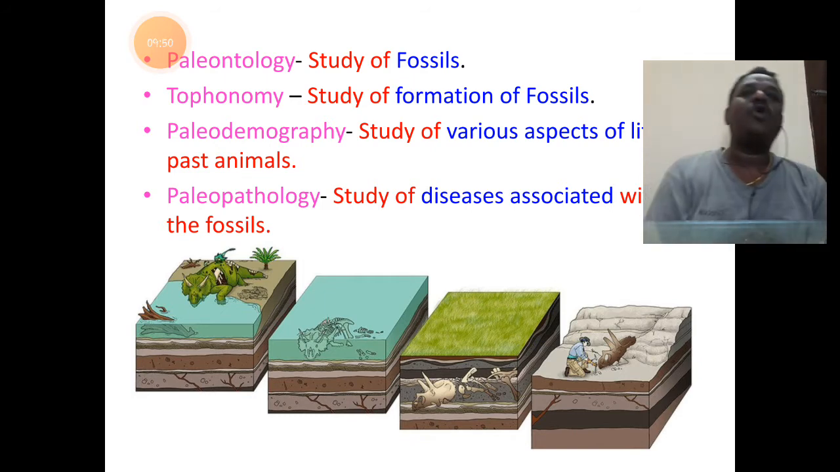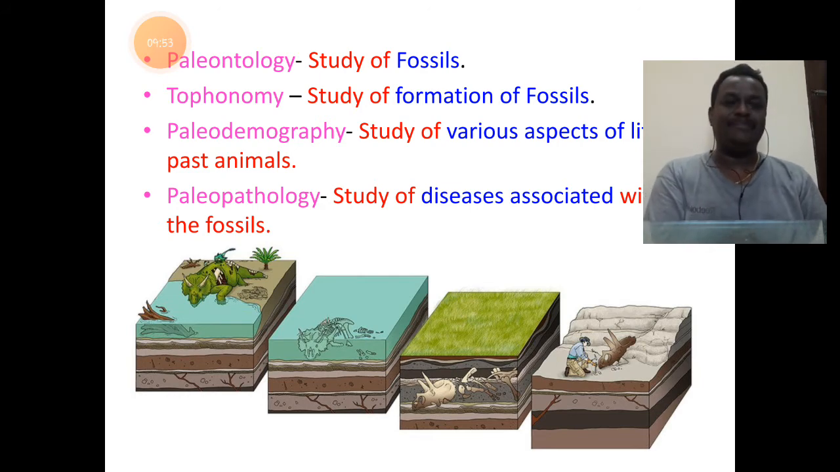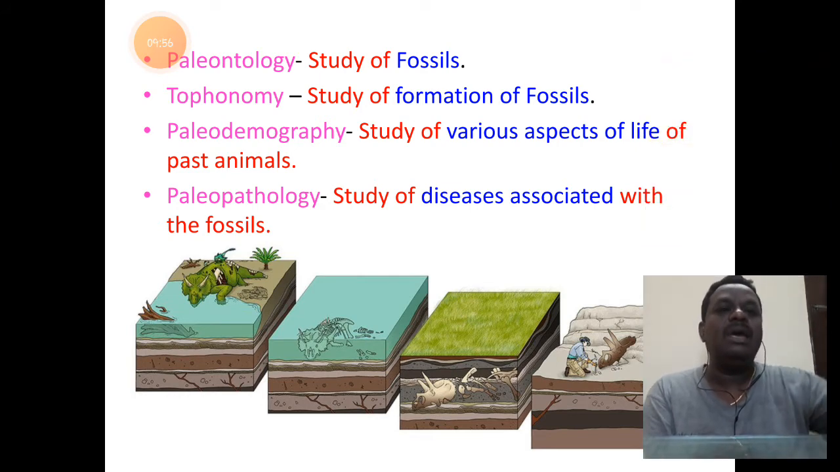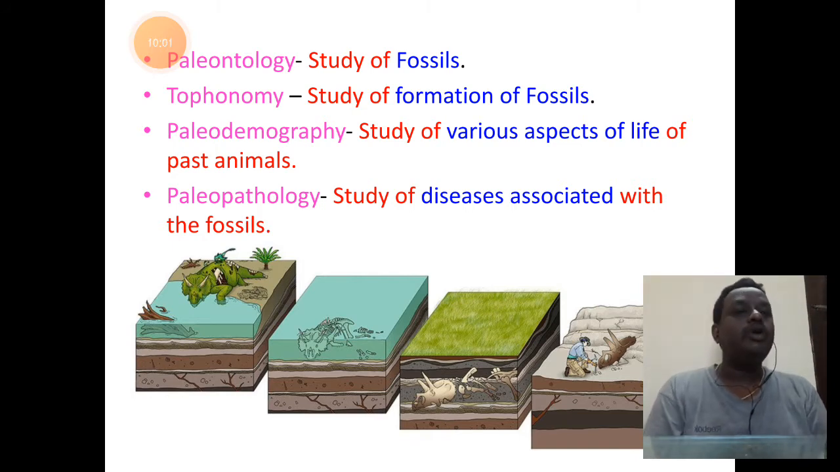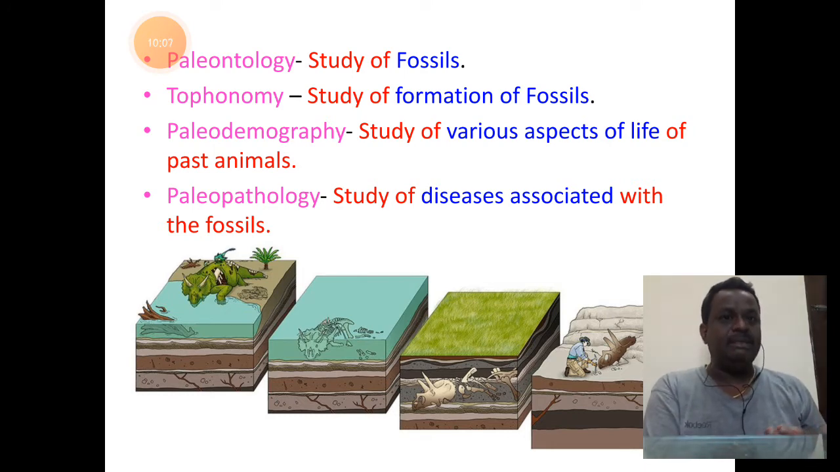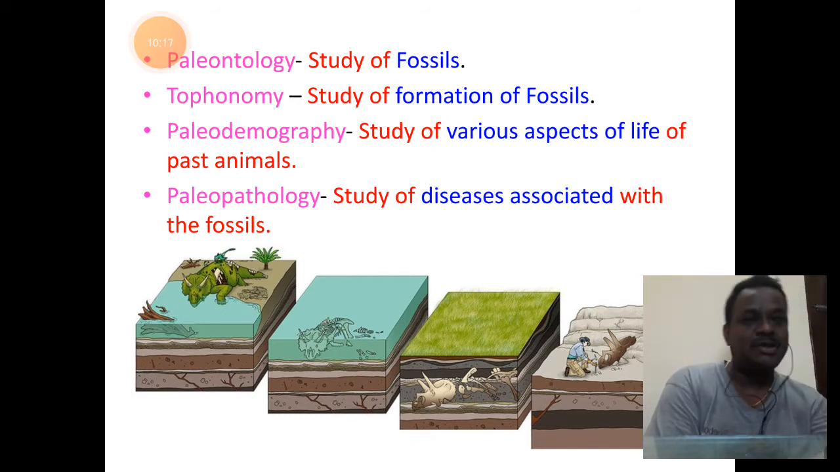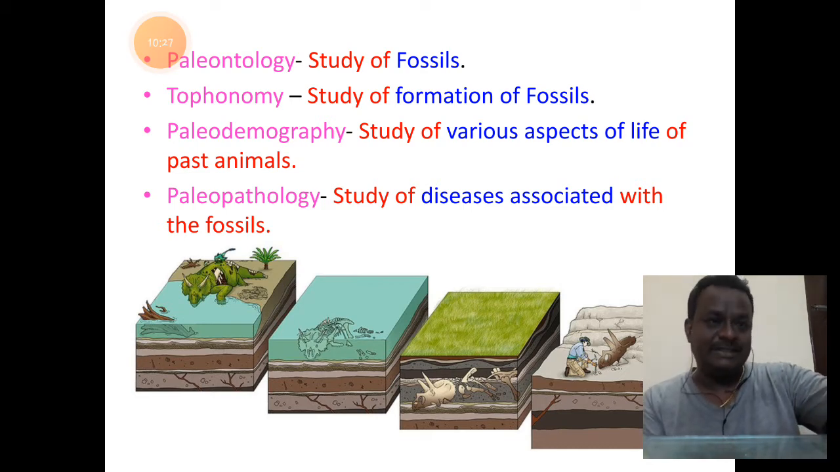Next, we shall understand a few concepts related to fossil study. Number one, paleontology. It refers to the study of fossils. Toponymy. It refers to the study of formation of fossils. Then paleodemography. It is the study of various aspects of life of past animals, their behavior, their feeding mode, their sexual behaviors, etc. They all can be studied under paleodemography. Then paleopathology is the study of diseases associated with the fossils.